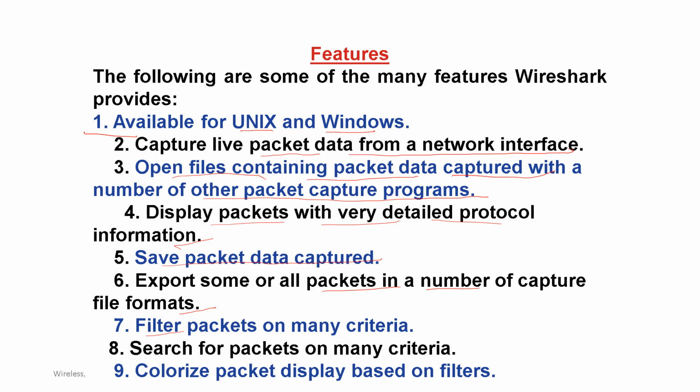Another feature is it can filter the packets on many criteria, and we can search for packets on many criteria. We can filter, at the same time we can search for the packets, and also we can colorize the packet display based on the filters. So different packets can be classified, and they can be colored based on the type of filtering we use. These are the features of Wireshark.